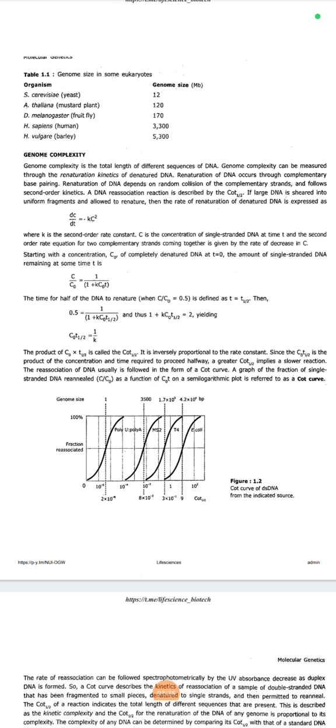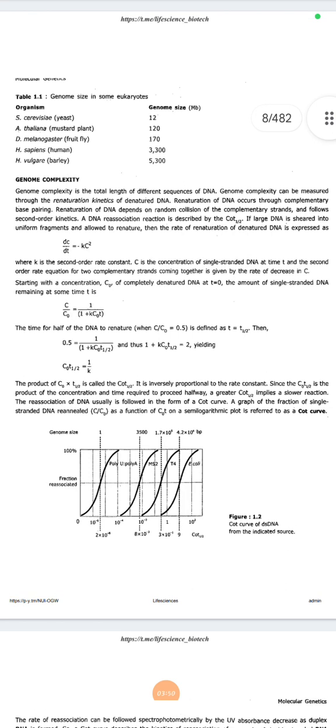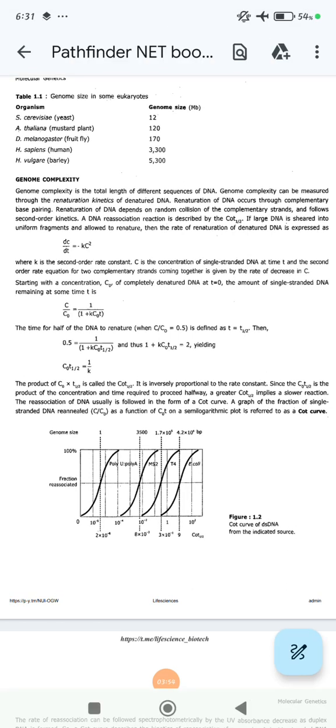Renaturation of DNA occurs through complementary base pairing. Renaturation of DNA depends on random collision of the complementary strands and follows second order kinetics. So renaturation follows second order kinetics, and it depends upon random collision of the complementary strands. A DNA association reaction is described by Cot half.